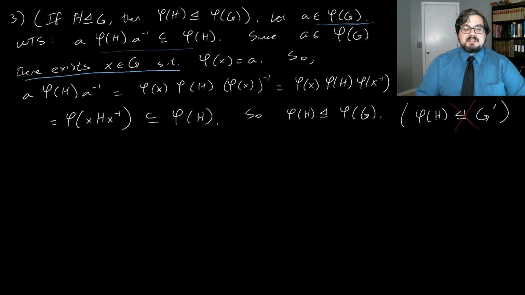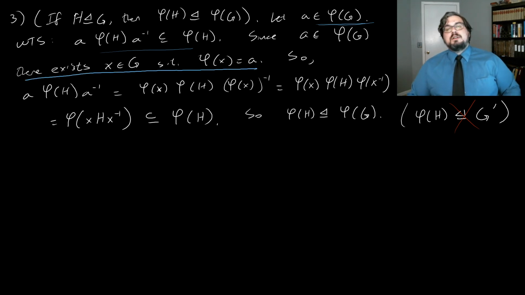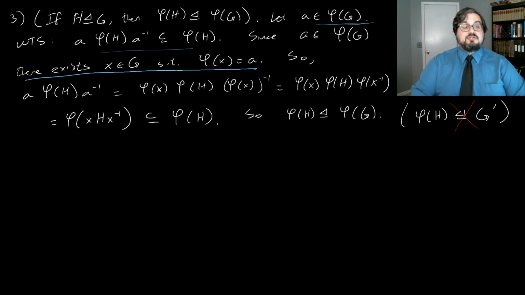So this statement right here wouldn't apply if we were trying to show that phi of H was a normal subgroup of G prime. Note, however, that if phi happens to be surjective, then phi of G is in fact equal to G prime, and so in that case we would get that phi of H is a normal subgroup of G prime, but only in the case that phi is surjective.